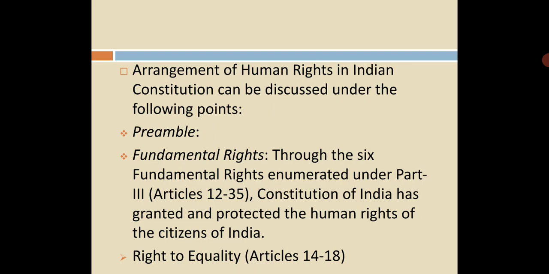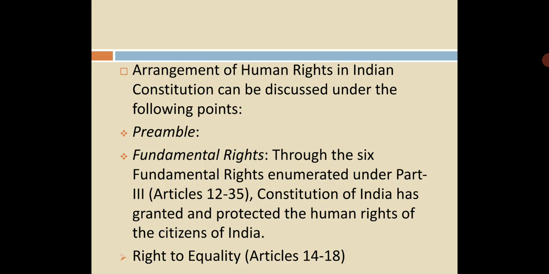Now, the arrangement of human rights in the Indian Constitution can be classified under certain points. Firstly, the preamble. We all know that the preamble is an introductory statement of any act or constitution which explains the purpose, the aims, and the objectives of such act or constitution. In the case of the Indian Constitution also, the preamble explains the objective of India to be established as a sovereign, socialist, secular, democratic, and republic, giving emphasis to the values of equality, liberty, justice, and fraternity. So, this is the introductory statement of the Constitution of India.